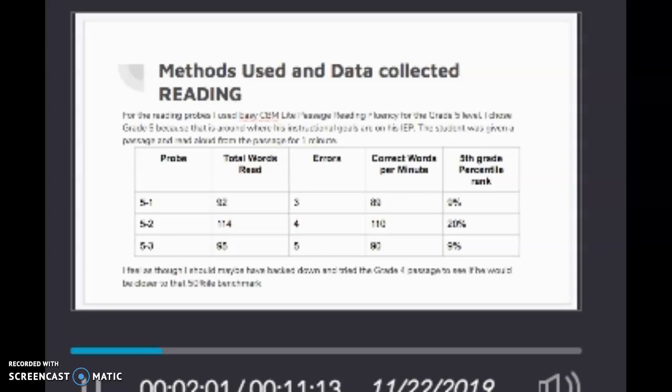On the first probe, he read 92 words total, with 3 errors for 89 correct words per minute. The second probe, he read 114 with 4 errors. In the third probe, he read 95 words with 5 errors. This placed him at the 9th percentile rank for the first probe, 20th for the second, and 9th for the third. I feel as though I maybe should have backed down and tried the grade 4 passage to see if he would have been closer to that 50th percentile benchmark.